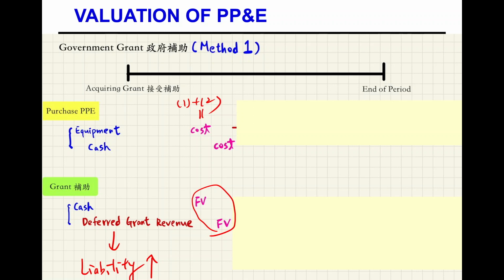Okay? So for the following periods, we follow the matching principle. So what does it mean? Look at the equipment first. For equipment, what's the following thing we have to do?